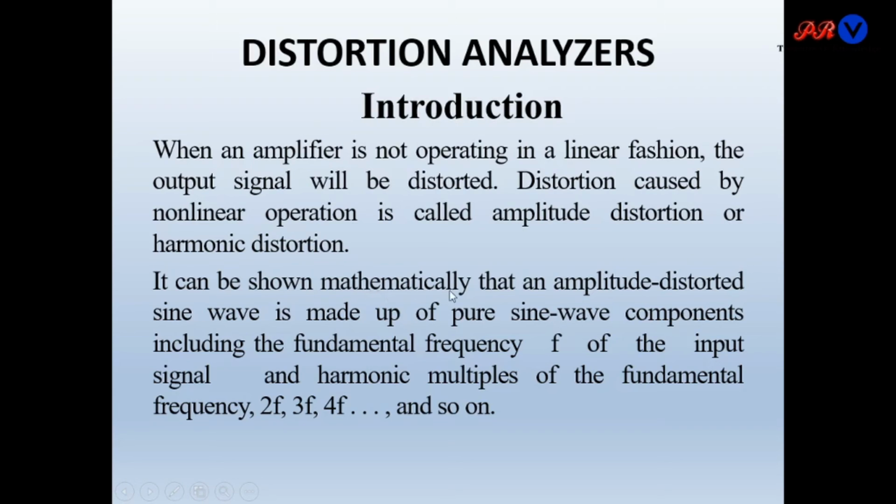It can be shown mathematically that an amplitude distorted sine wave is made up of pure sine wave components, including the fundamental frequency f of the input signal and harmonics, multiples of the fundamental frequency: f, 2f, 3f, 4f and so on. Means the distorted wave can be thought of as a combination of pure sine wave components, that is a Fourier series. You know that any complex waveform can be considered as a combination of the fundamental frequency of the sine wave and its harmonics 2f, 3f, 4f and so on.